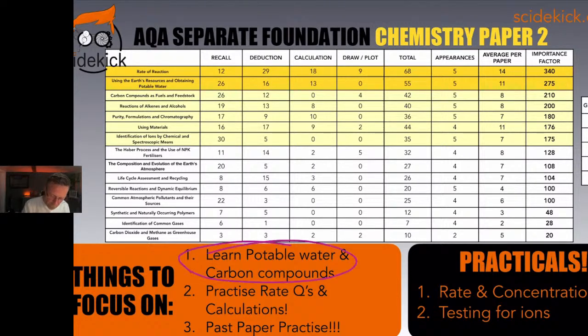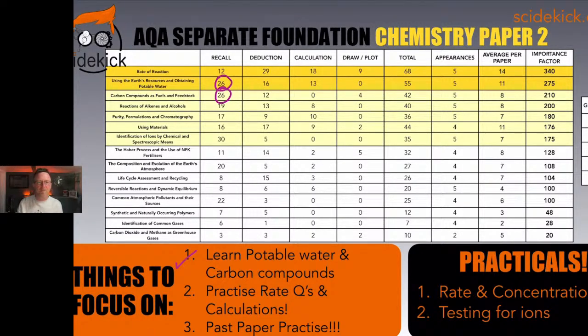The first one, learn potable water and carbon compounds. Look at all these marks: on average, 11 and 8 marks attributed to just remembering those different methods of getting drinking water from different sources. They may ask you to just recall it and describe how you get drinking water from wastewater or spring water or seawater. They may ask you to compare them.